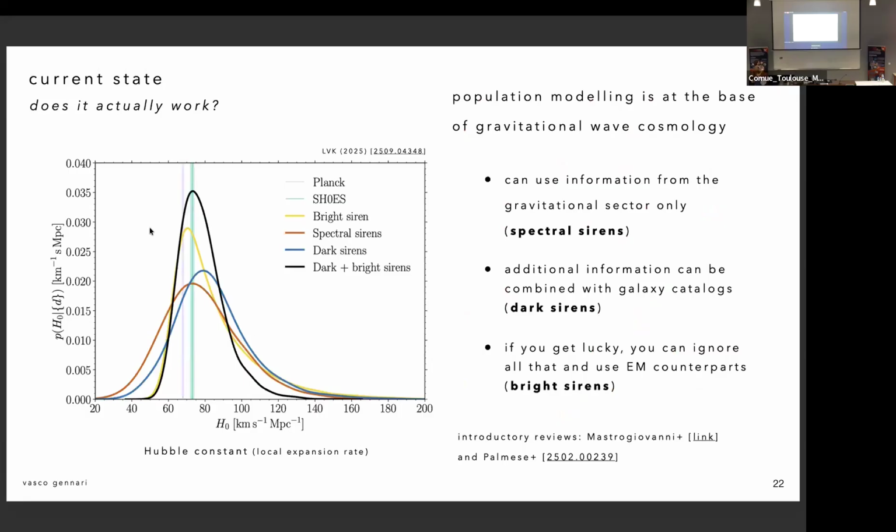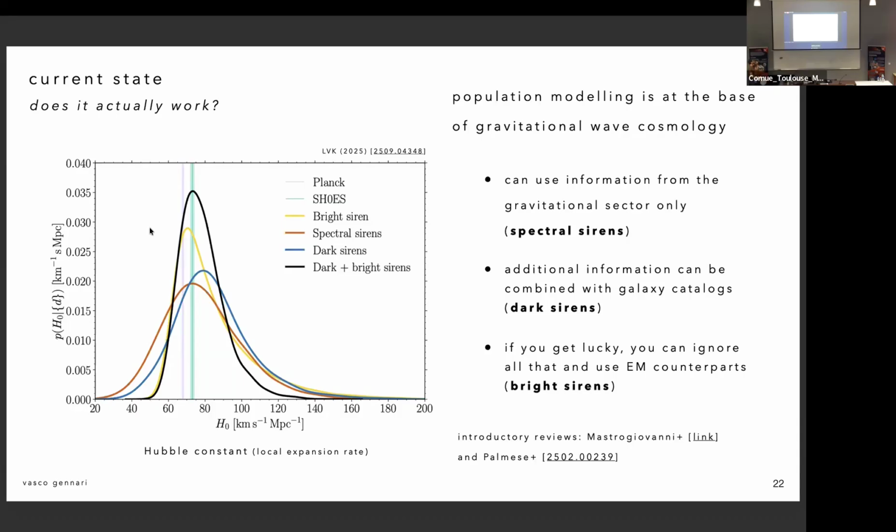So this is what is normally done now. For that, you just need to take the inference we described before with all these hyperparameters that model the population, and you just add the cosmological parameters as additional population parameters. And here, for example, is the posterior distribution that you get for the Hubble constant, which is the local expansion rate of the universe. Specifically, this orange line is called spectral siren. This is just jargon for population-based cosmology without any additional information.